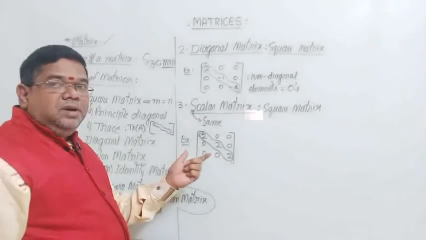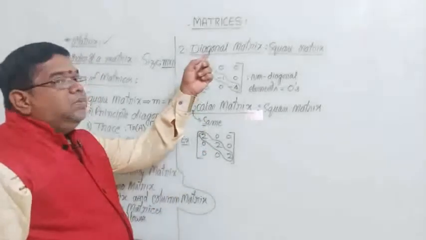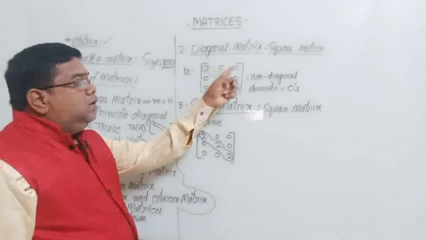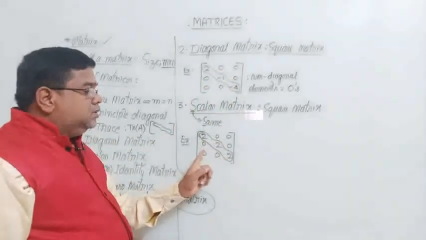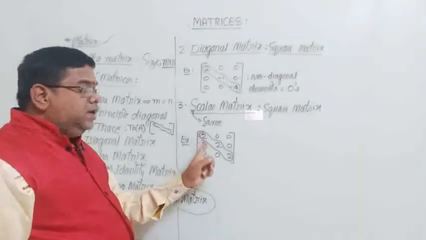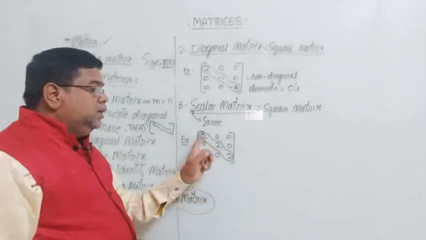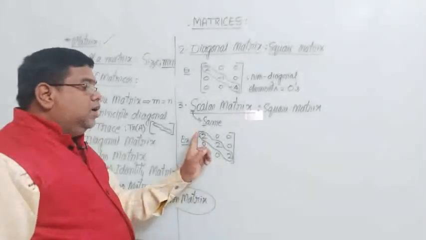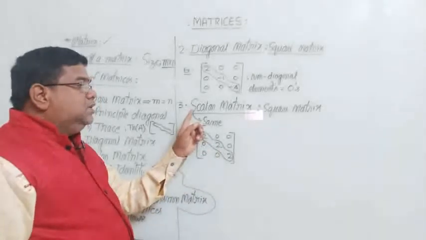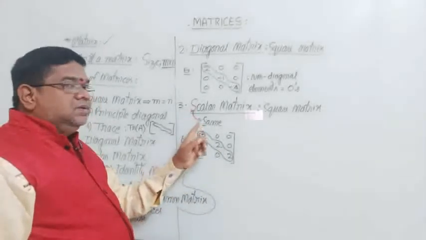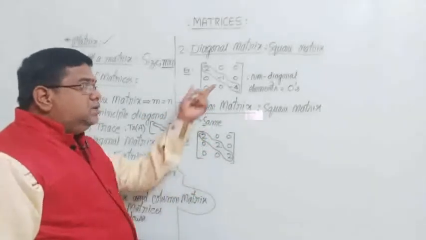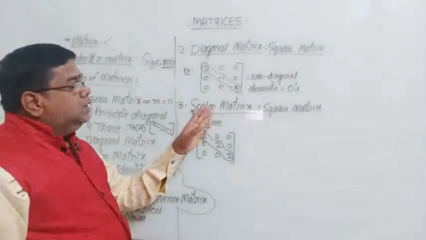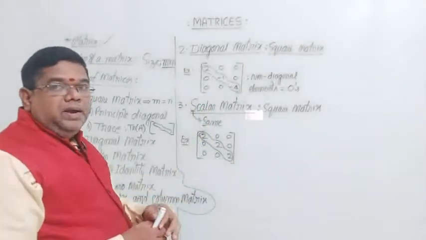All of you followed what is meant by scalar? In a diagonal matrix the principal diagonal elements may be different and non-diagonal elements are zeros. Here also non-diagonal elements are zeros, but the principal diagonal elements are the same. It may be 2, 2, 2, or 3, 3, 3, or minus 1, minus 1, minus 1. It may be any value, but all principal diagonal elements are equal. So remember: scalar, same. Scalar matrix means, in a diagonal matrix, the principal diagonal elements are the same.